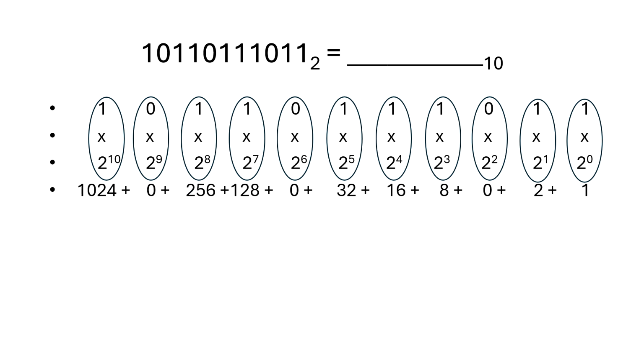And we write all those numbers down. 1024 plus 0 plus 256 plus 128 plus 0 plus 32 plus 16 plus 8 plus 0 plus 2 plus 1. And all that added together should be 1467.